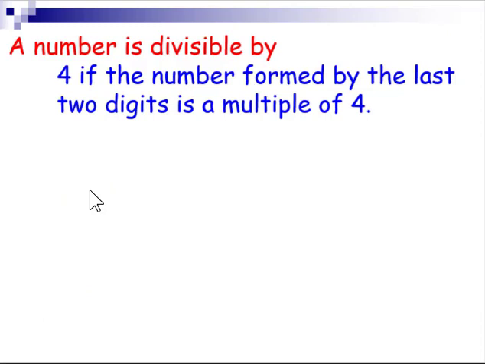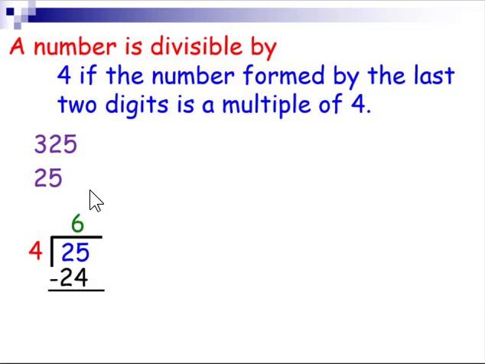A number is divisible by 4 if the number formed by the last 2 digits is a multiple of 4. So let's take a look at 325. 25, is that number divisible by 4? Well, let's see. 4 goes into 25 6 times. 6 times 4 is 24. 25 minus 24 is 1. So it's not.